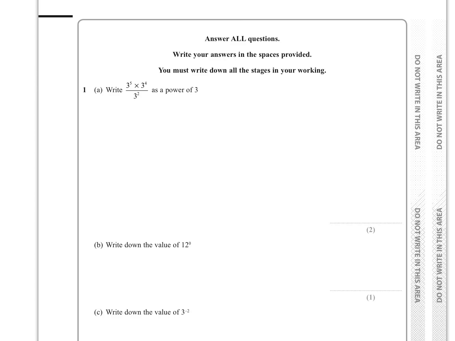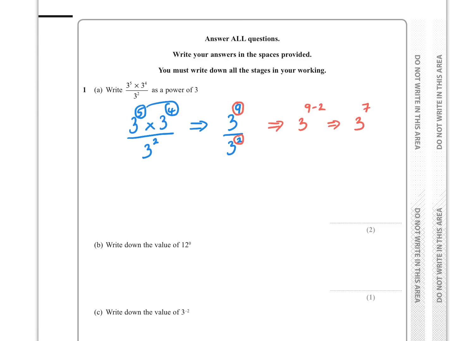Question 1. We have 3 to the power 5 multiplied by 3 to the power 4, all divided by 3 squared. Well, that's the same as 3 to the power, well, we add the powers here under multiplication, so that's 3 to the power 9 divided by 3 squared. And then when we're dividing, what we do to the powers is we take them away. So we'll have 3 to the power 9 minus 2, and that is 3 to the power 7.